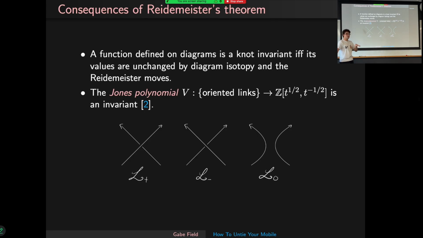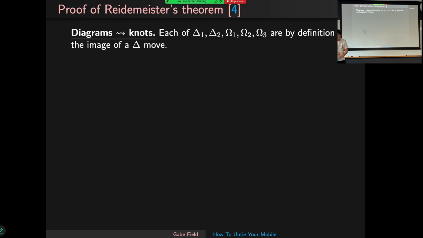Neat. You can use this, for example, to prove that the unknot is different to the trefoil, for example.